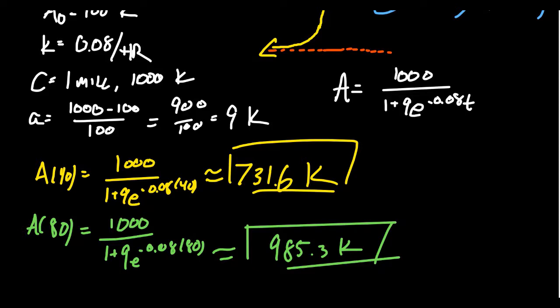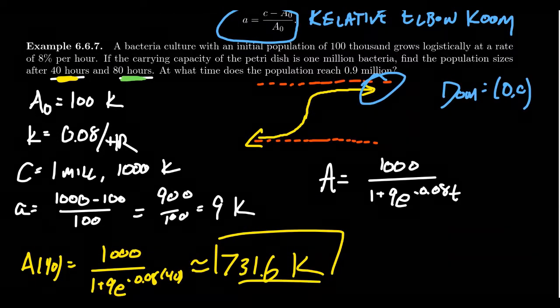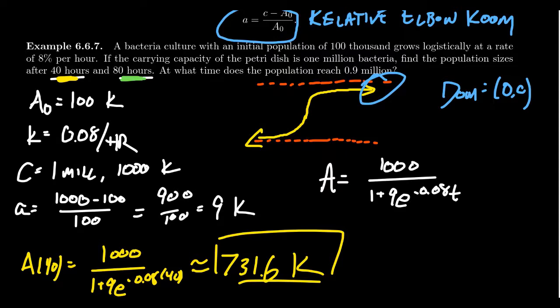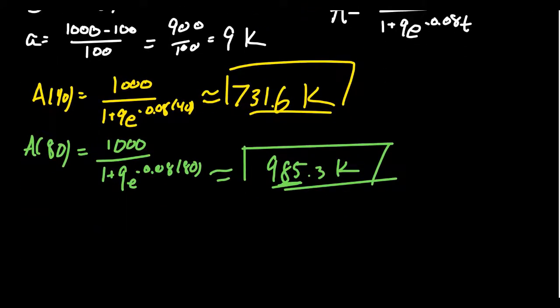Now notice in the first 40 hours, our population went from 100,000 to 730,000 approximately. There was a huge explosion of growth, right? We had about 600,000 bacteria that were grown in the first 40 hours. But in the second 40 hours, we didn't have another 600,000 bacteria that grew. We only had about 250,000 bacteria that grew in that second 40 hours. Why such a decline? That's because of the growth model we see right here. At the beginning, the first half, there was a large explosion, but in the second half, although it continued to grow, we didn't have the same type of growth rate because we didn't have as much elbow room as we did the first 40 hours.